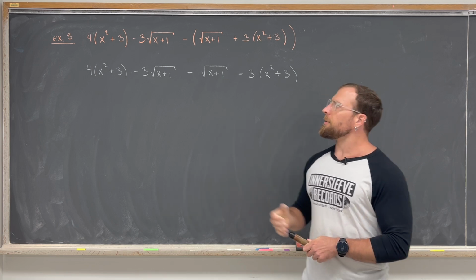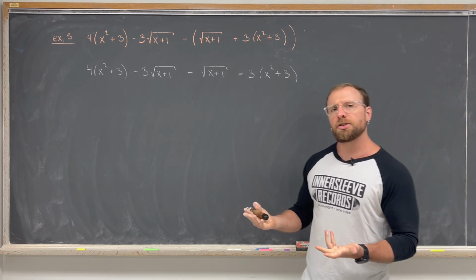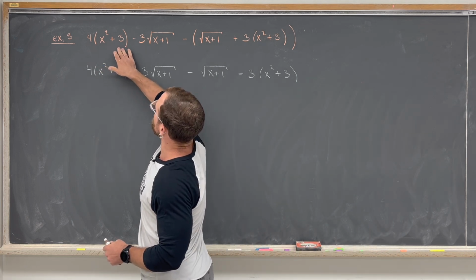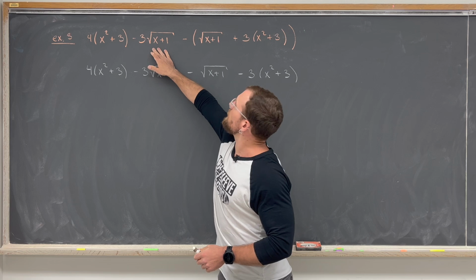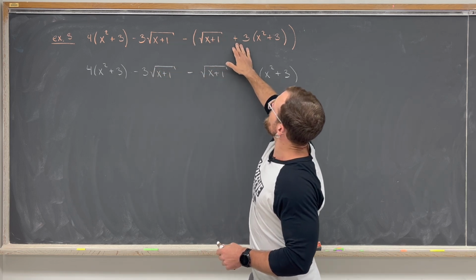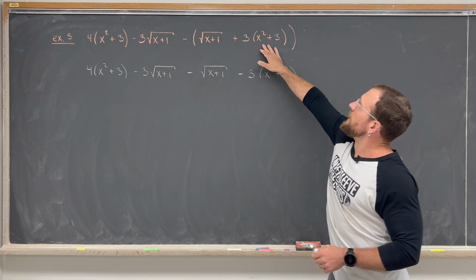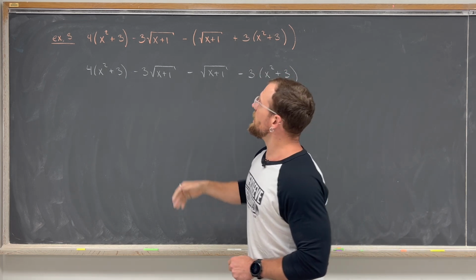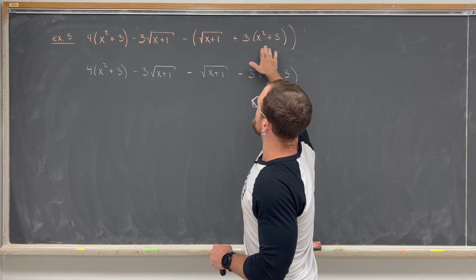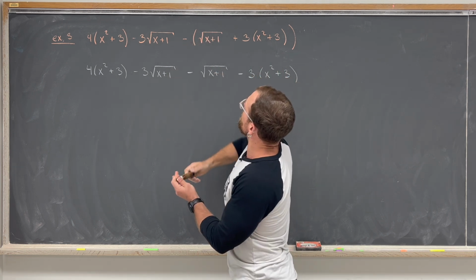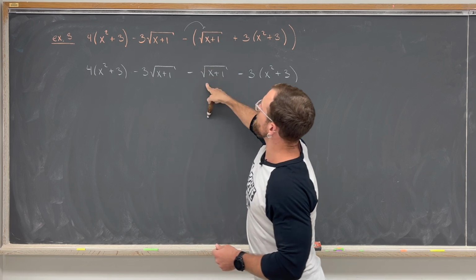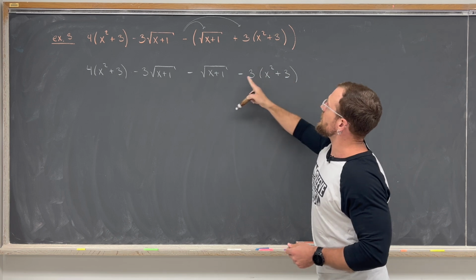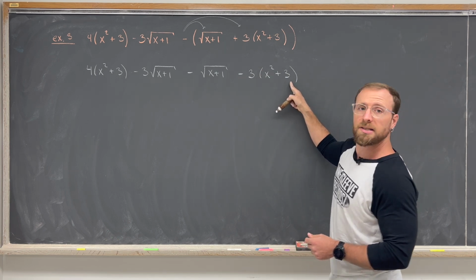Okay, here's another example. Again, I'm just trying to combine similar terms. I've got 4 times x squared plus 3 minus 3 radical x plus 1 minus the sum of the square root of x plus 1 and 3 x squared plus 3. And again, as in the last example, the first thing I'm going to do is subtract everything inside these parentheses. So I want to subtract the square root of x plus 1, and I also want to subtract 3x squared plus 3, so minus 3x squared plus 3.